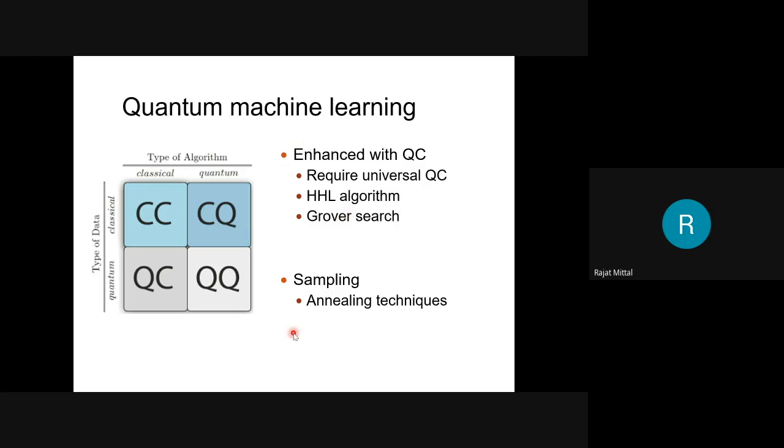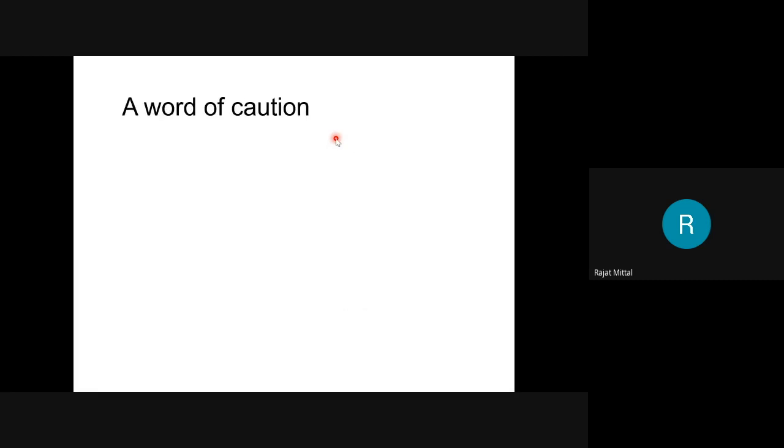There are sampling and annealing techniques which, like the adiabatic quantum computer, can also help there. But yeah, this is an area where people have shown many results, but I think it is far from having any practical applications yet. Probably at least 5 to 10 years in the future, we will see some applications.